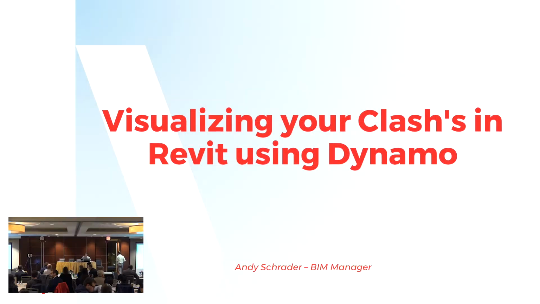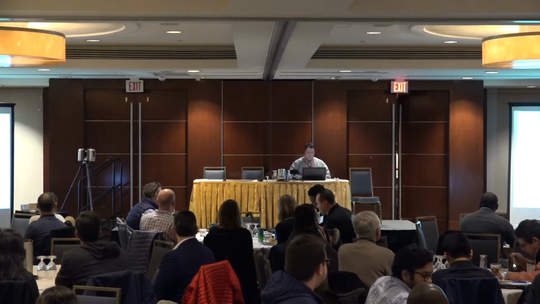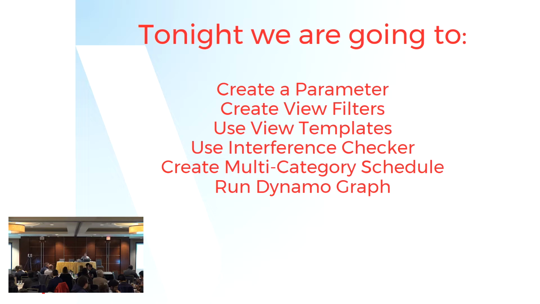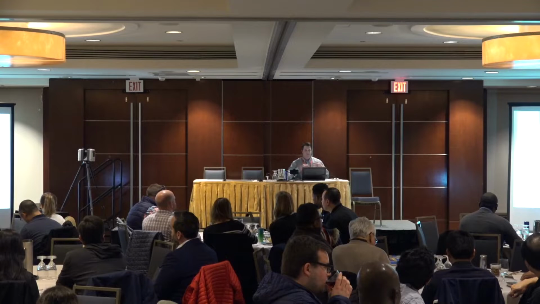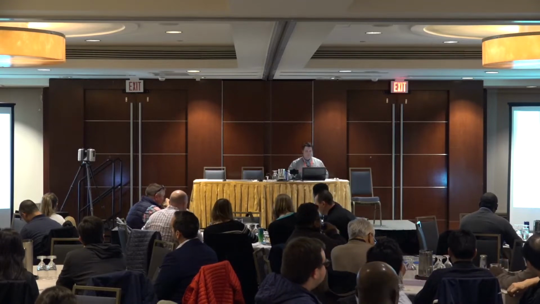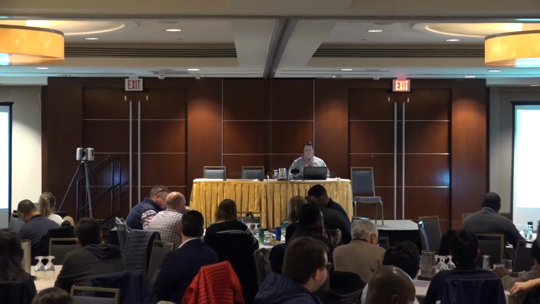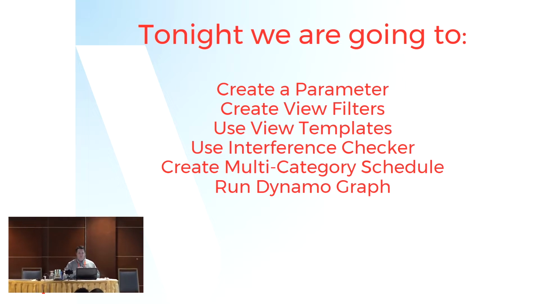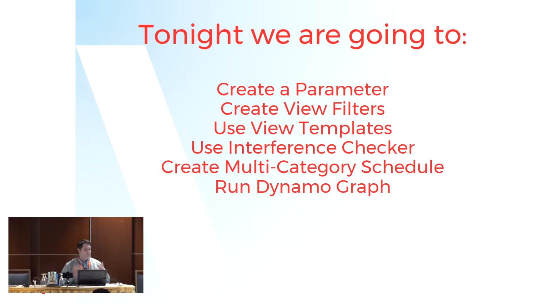Awesome. Hello, my name is Andy Schrader. Like Galen said, I'm at WSP and a BIM manager, so I'll move on from that. Tonight, I want to go through this process for getting your clashes back into Revit. It's a process I've done a bunch of different ways, but the way I'm going to show tonight is pretty neat. It's very simple. It's basically creating one parameter, some view filters, using view templates, the interference checker, a multi-category schedule, and running a simple Dynamo graph.